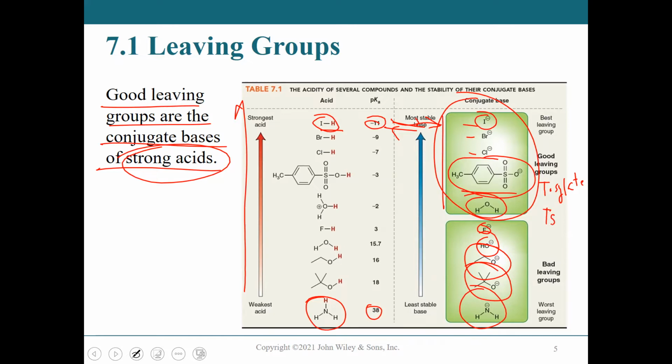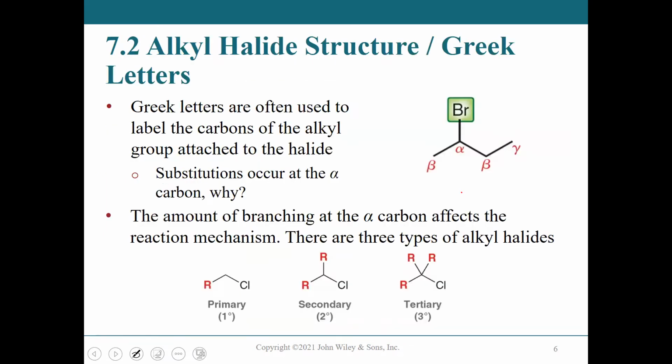Tosyl is Ts, and tosylate is TsO. Right? So that's how you abbreviate it. You don't have to write the entire molecule as you see here right now, with a benzene ring, the sulfur, and the methyl. No, not at all. Here is the structure, right?